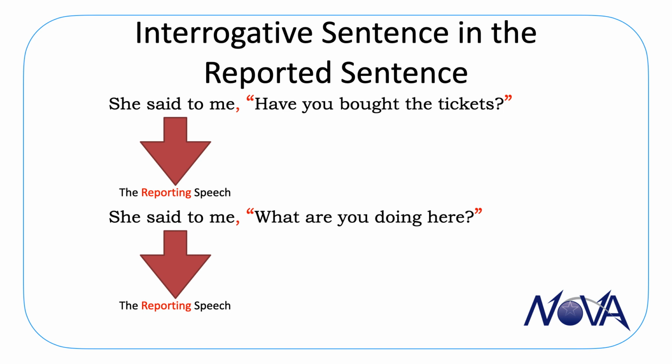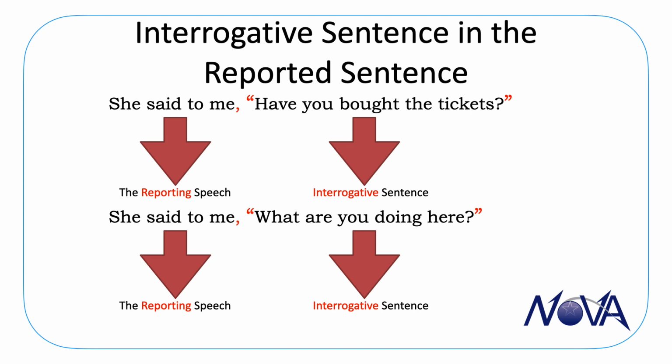You can easily identify that in this case, the reported speech contains a simple interrogative sentence or a simple question, the question starting with an auxiliary verb. Similarly, in the second example, which is, she said to me, "What are you doing here?" This time, the reported speech contains a complex question. So, the reported speech may contain any type of question.